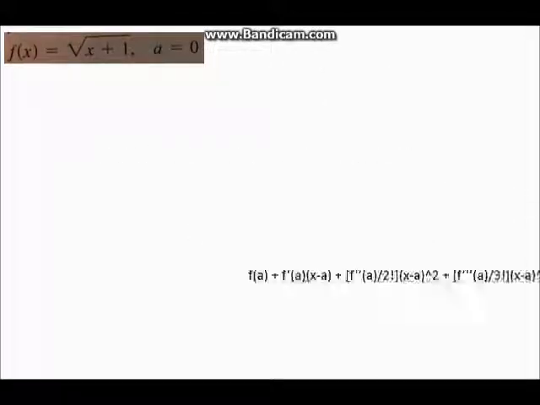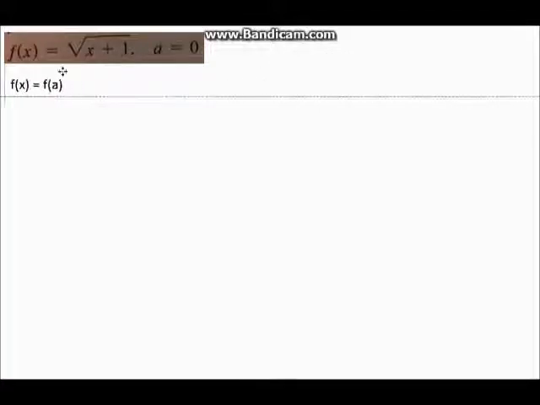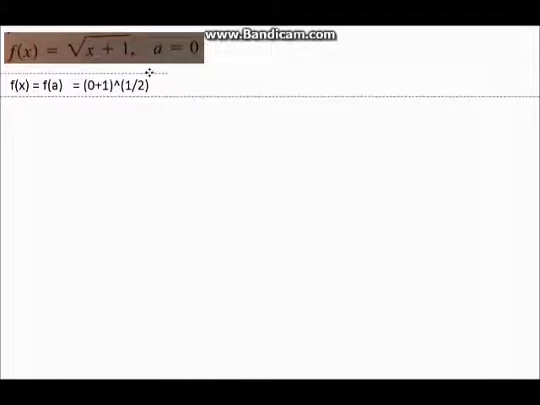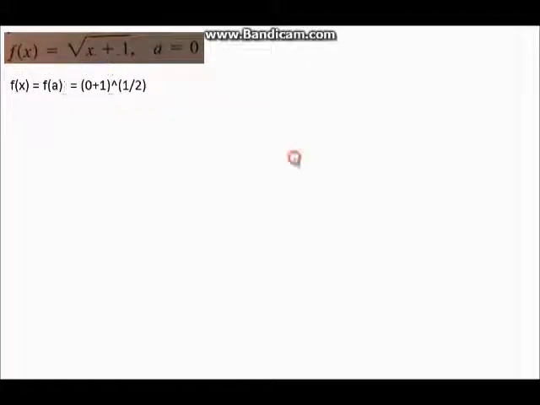Let's go ahead and get to this question now. We want to start out with the concept that f of x is equal to f of a, which makes sense. We can just go ahead and substitute a for x. So when we do that, we get this, and I just went ahead and put 0 plus 1, substituting 0 as a for x, to the 1/2, which is the same as square root, and when we condense that, that equals 1.